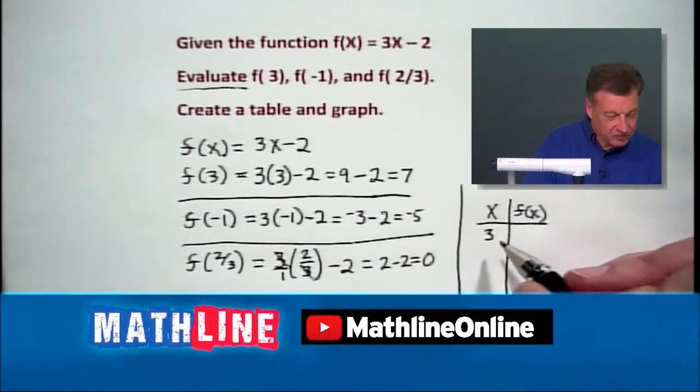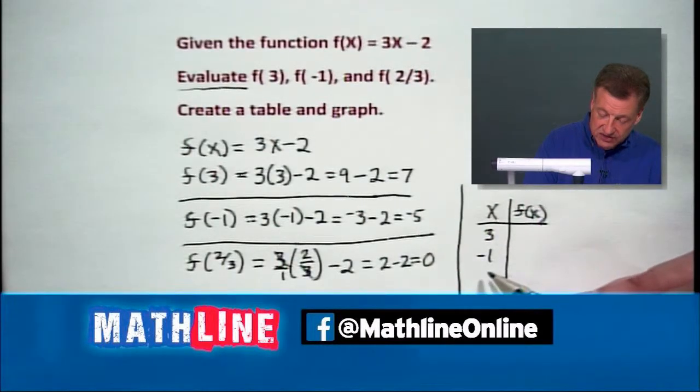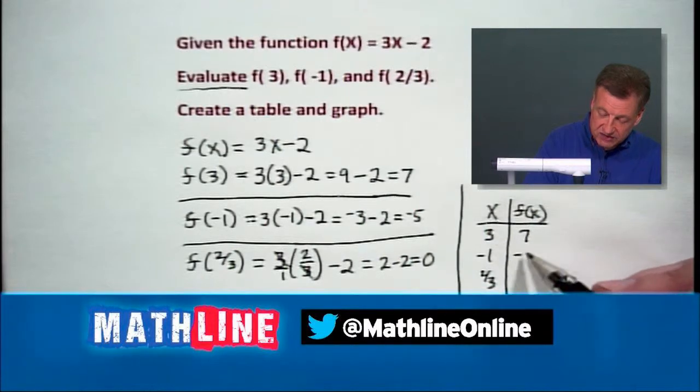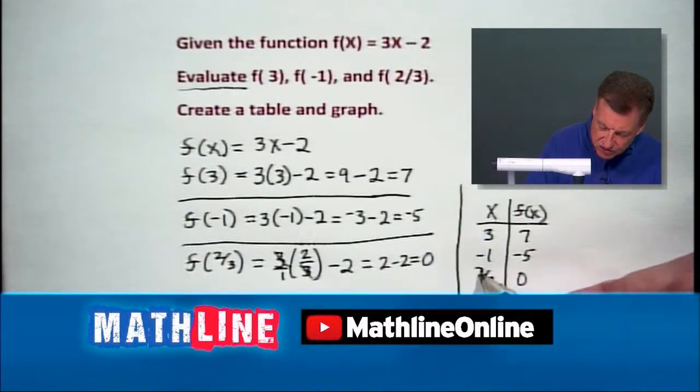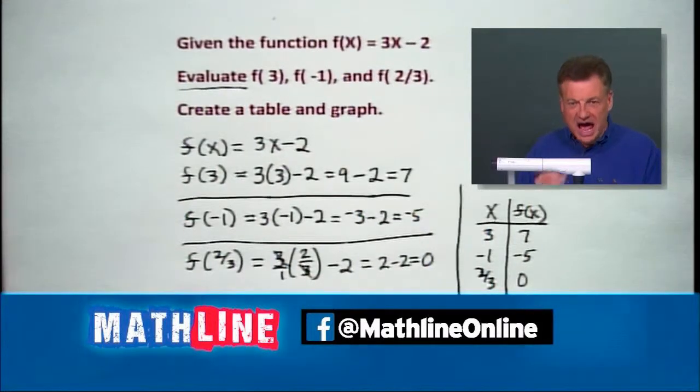We got 3. We have -1. And we have this 2/3. And we're ready to put them in table form. So where we go? 7. We have -5. And then we have this lovely 0 there taking care of us. So that's interesting, isn't it? That's the 2/3, by the way, what we put in there. And are you ready to graph it? I think we're ready to graph it.